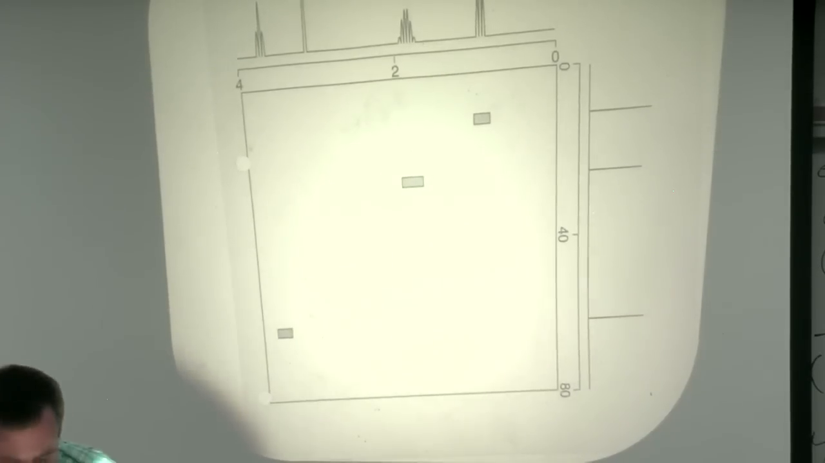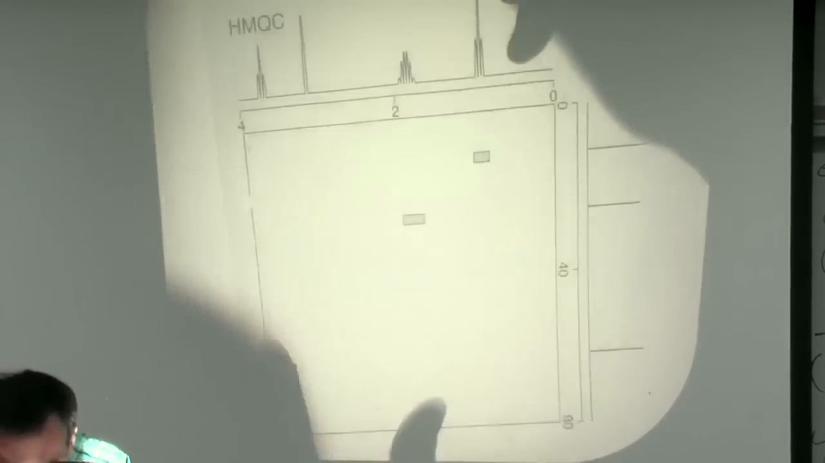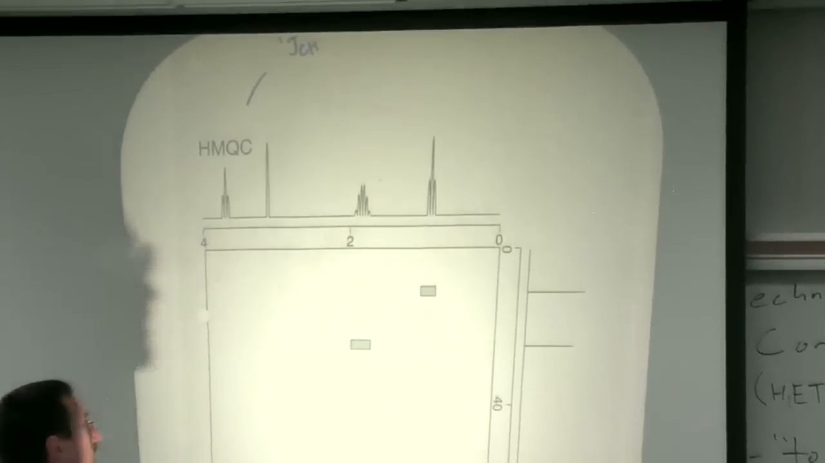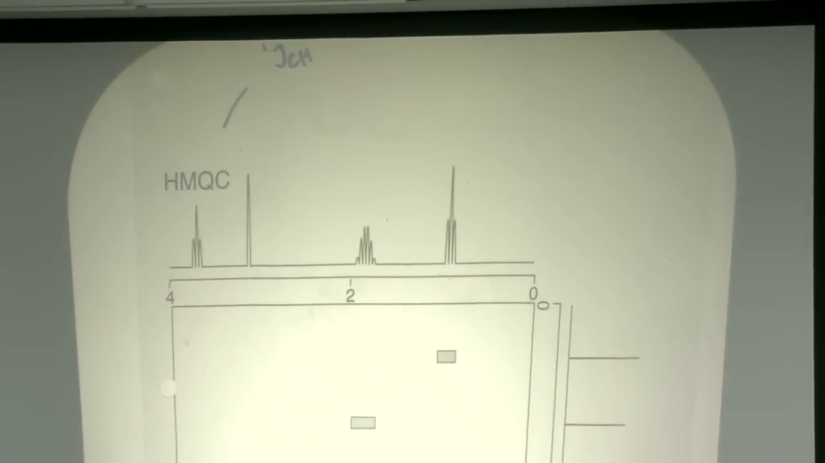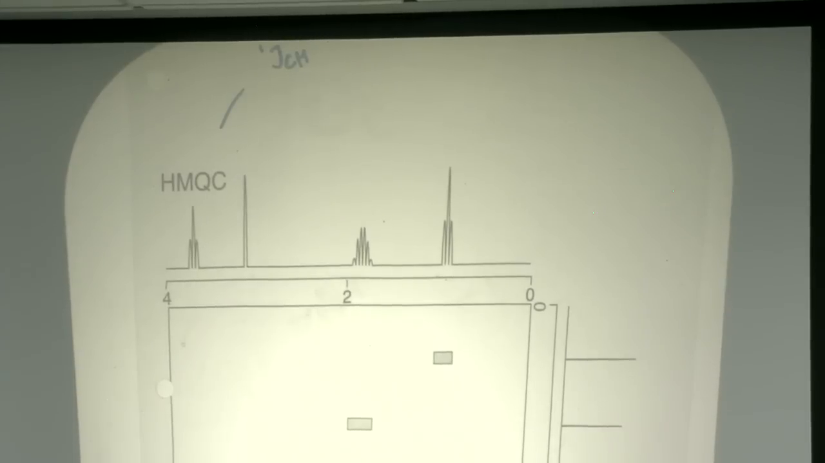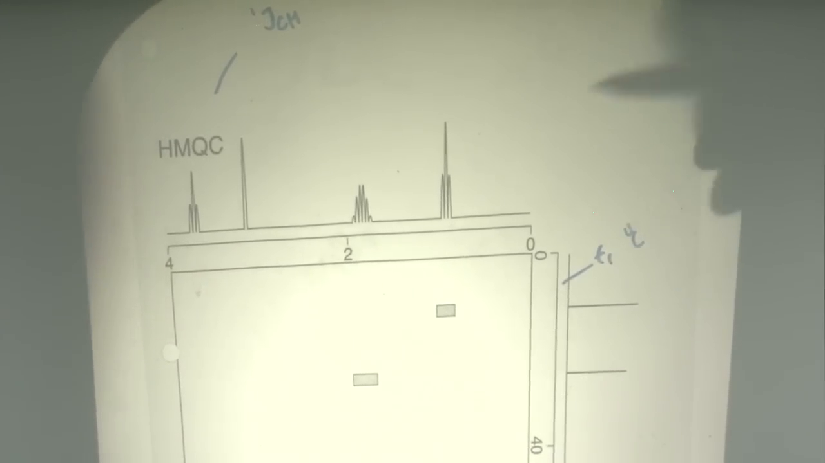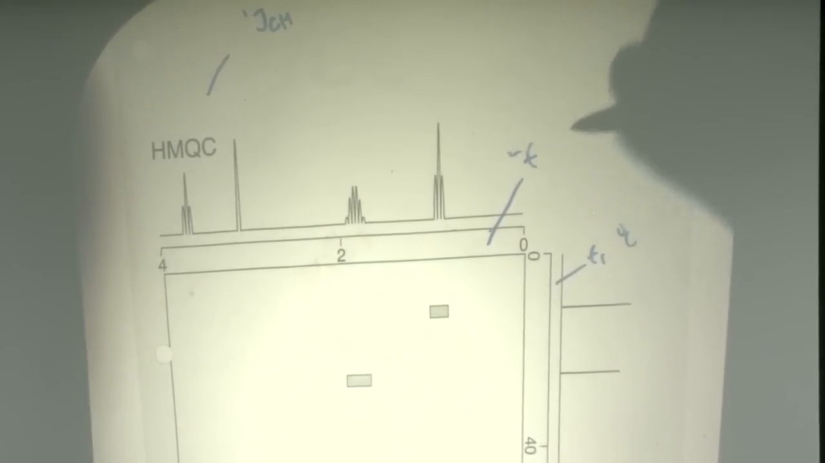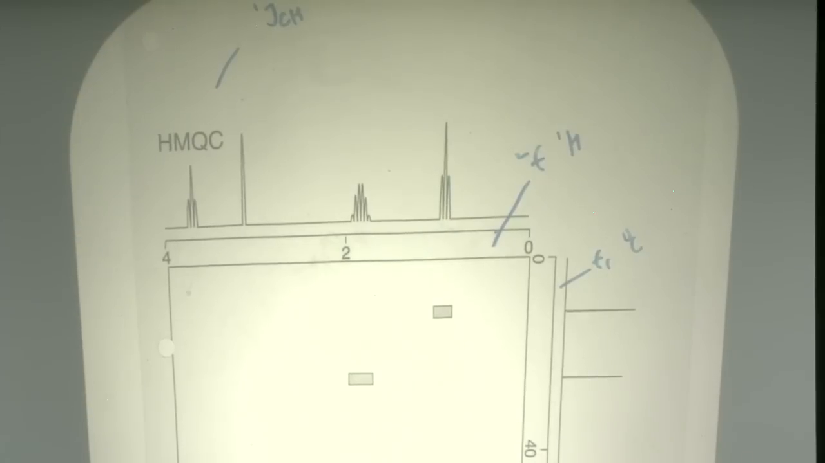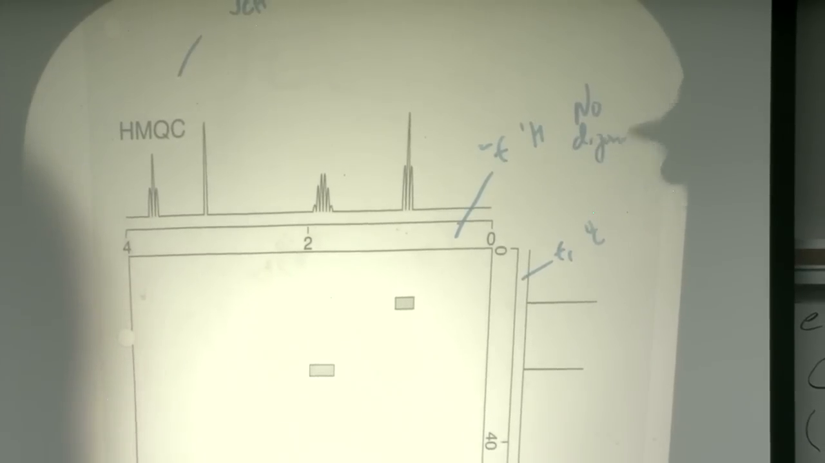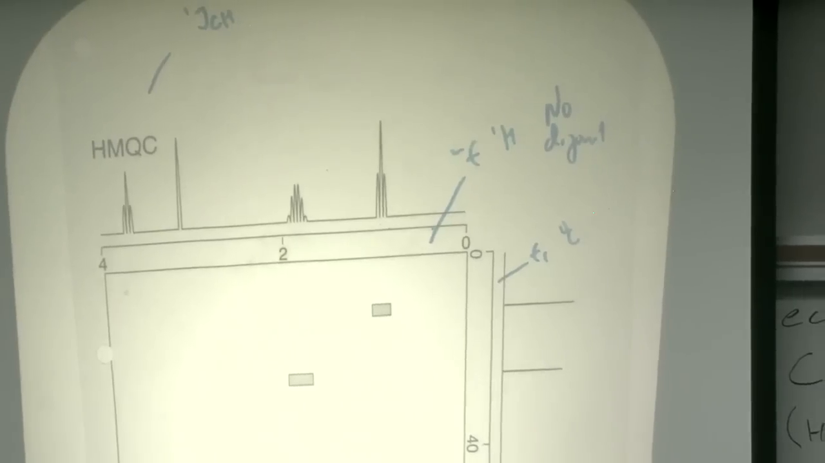So now let me show you our HMQC spectrum. All right, so this is your HMQC spectrum. Your HMQC spectrum picks up one bond CH coupling. And in picking up one bond CH coupling, of course, now we have no diagonal because on our F1 domain, we've got C13. And on our F2 domain, we've got our proton spectrum. And so there's no diagonal. And what instead we have is a series of cross peaks.